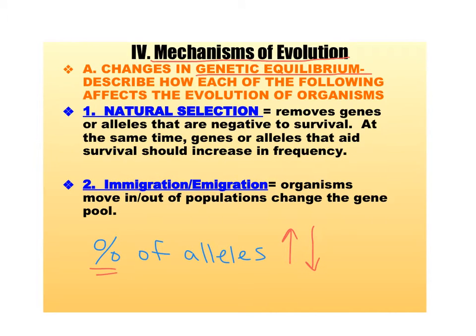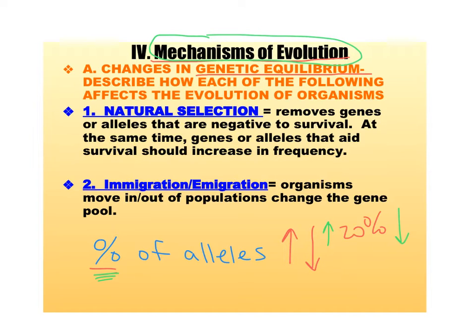So for example, I don't know what percentage of the United States has blue eyes, but let's say 20% have blue eyes. Well, what could cause that percentage to go up? Maybe 25% or 30%. What could cause it to go down? So these are all the mechanisms of evolution. All they are are things that can cause the frequency or the percentage of these alleles in a population to either go up or go down.